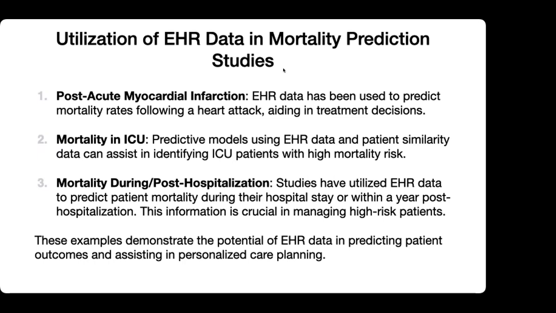Another one, electronic health record data supplemented with patient similarity data has been used to predict mortality rates in the ICU, in the intensive care units. Predictive models like that can help clinicians identify high-risk patients and potentially adjust the care that you are giving to your patient. So mortality during hospitalization or 1 year after hospitalization can also be predicted using the electronic health record.